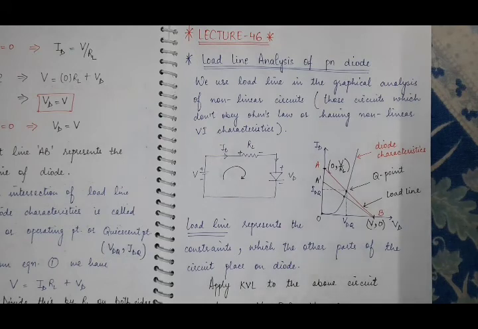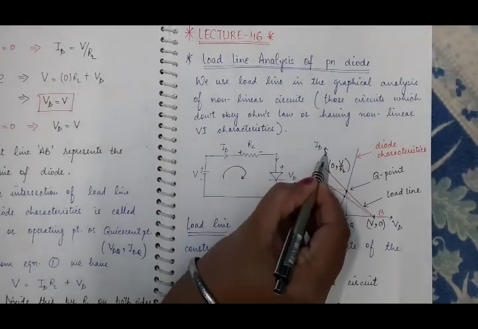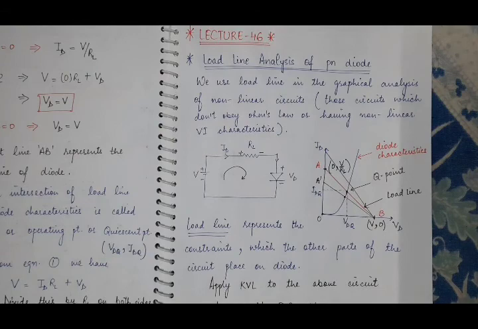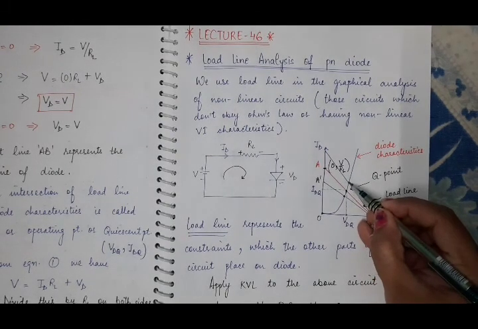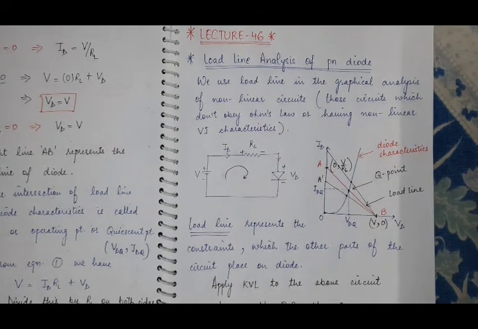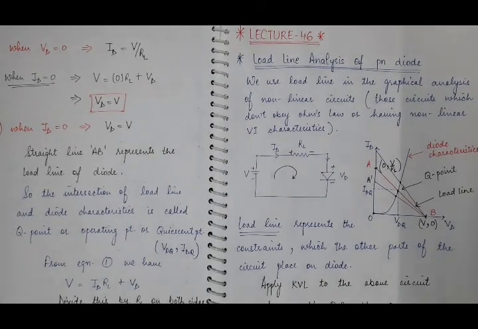And similarly, when you decrease RL, the slope will increase, and this will be the new load line. So it will shift the Q point to some new value. So by changing the load resistance, the Q point of the load line will shift. Either it will decrease or increase depending upon the value of load resistance RL. So this is all about load line analysis of a PN diode.